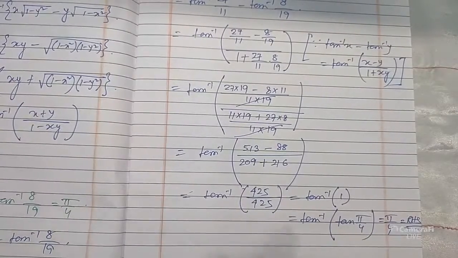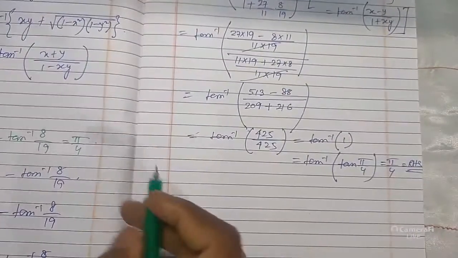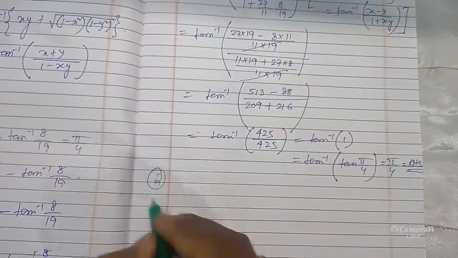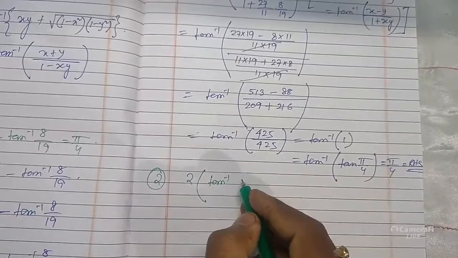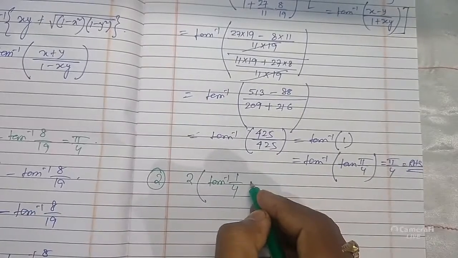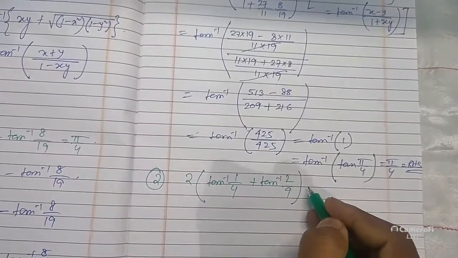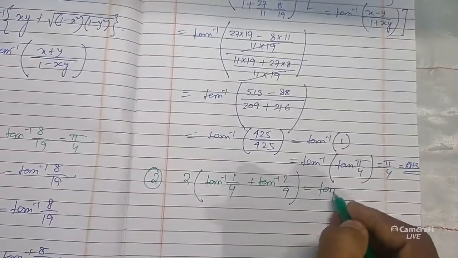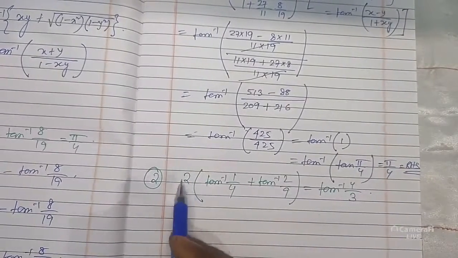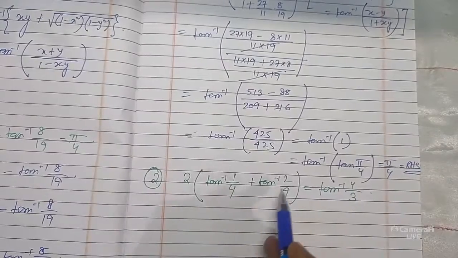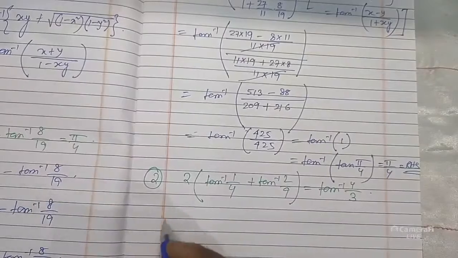In this way we have to solve. Now suppose in the question the 2 tan inverse form is given, then how to solve? 2 into tan inverse 1 by 4 plus tan inverse 2 by 9 is equal to tan inverse 4 by 3. Here see the difference, on this side 2 is there. So if we apply this formula, the 2 tan inverse form, then how to solve?